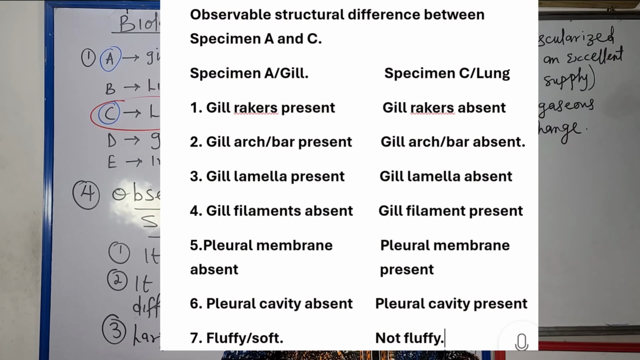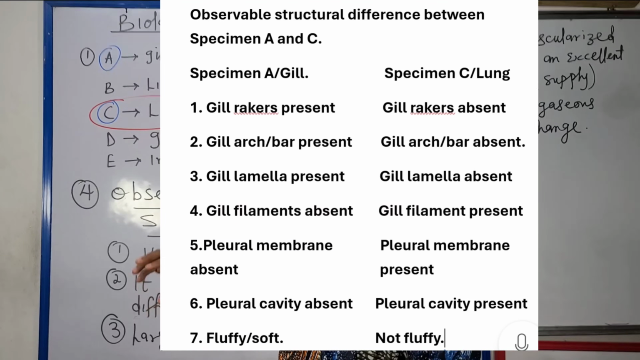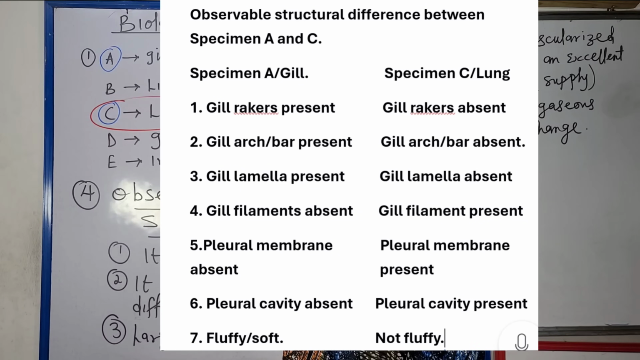Gill lamella present in A, and they are absent in C. Gill filament present in A, they are absent in C. When you look at specimen A, they are not fluffy, just like a foam. But when you look at specimen C, they are fluffy or soft. Yes, they are fluffy or soft.